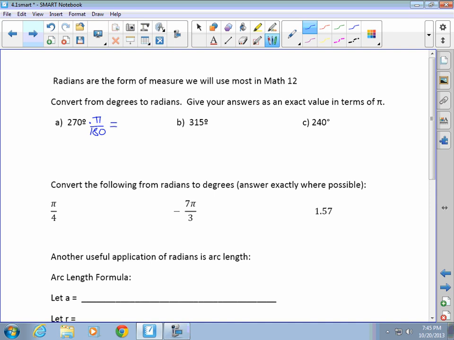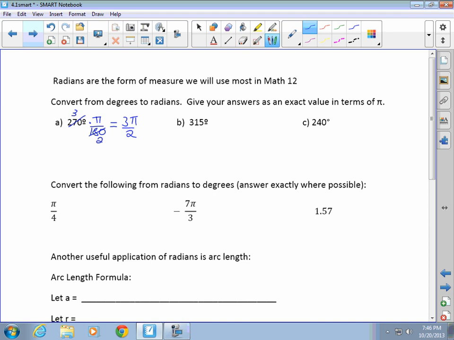So for this one, my 270 and my 180 will reduce. 270 and 180, I can divide each of these by 90, which will leave me with 3 pi over 2.